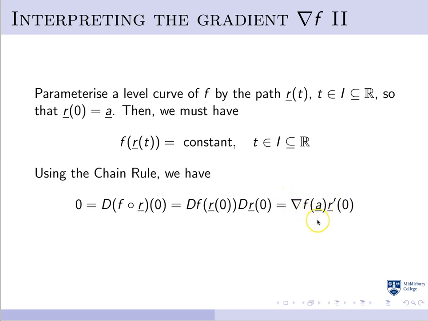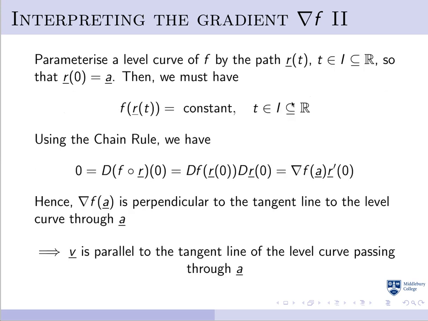Again, considering the gradient vector as a column vector, this is the same as saying that the gradient vector of f must be perpendicular to the tangent line of the path at t equals 0. This is the same as saying that the gradient vector of f is perpendicular to the tangent line of the level curve at A. In particular, if v is a vector that gives directional derivative equal to 0, then this vector must be perpendicular to the gradient vector. So in particular, it must be parallel to the tangent line of the level curve passing through A.